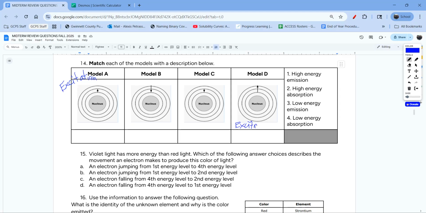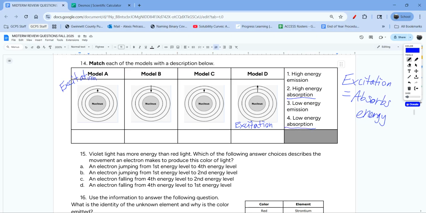Can I spell it again? Right, so in both A and D, it's going through excitation. If the arrow is pointing away, it needs to get something to make it excited, meaning it absorbs energy. So A and D are both going to have the word absorption.